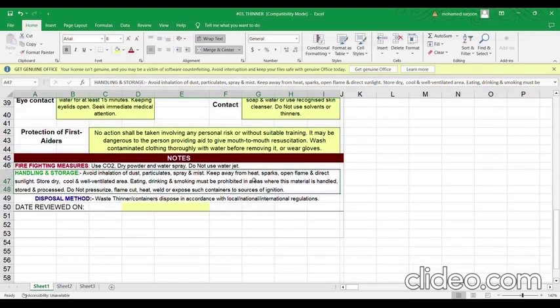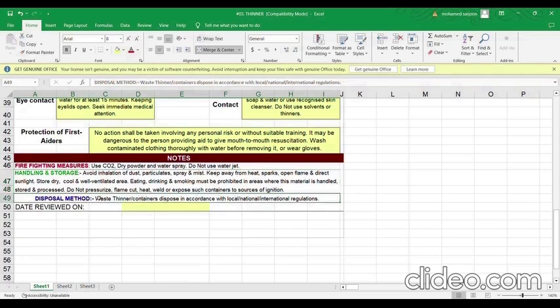Handling and storage: avoid inhalation of dust particles, spray and mist. Keep away from heat, sparks, open flame and direct sunlight. Store in a dry, cool and well ventilated area. Eating, drinking and smoking must be prohibited in the area where this material is handled, stored and processed. Do not pressurize, cut, heat, weld, or expose such containers to sources of ignition. This is the manufacturer's recommendation for handling and storage of this chemical.